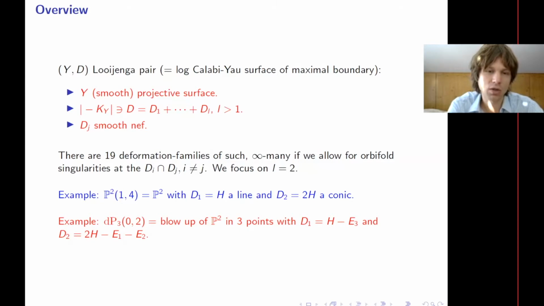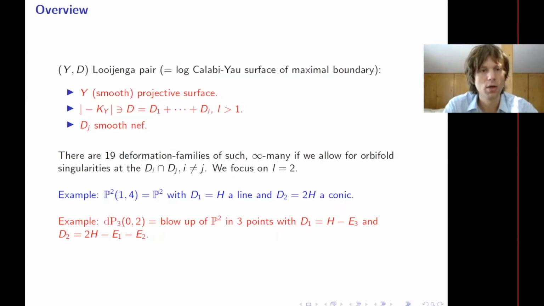The way to think about this is you start with P2 with a line and a conic, and then you blow up 1 point on the line, a smooth point on the line, and you blow up 2 smooth points on the conic. By smooth, I mean not the intersection, just smooth points of the boundary. And then you get this dP3 example with this boundary. It turns out that if you specify the self-intersections of the divisors, then this completely determines what surface you're in. That's why I use this notation.